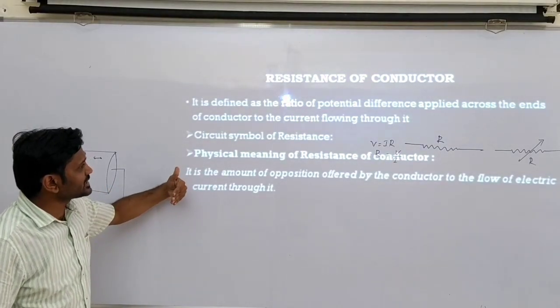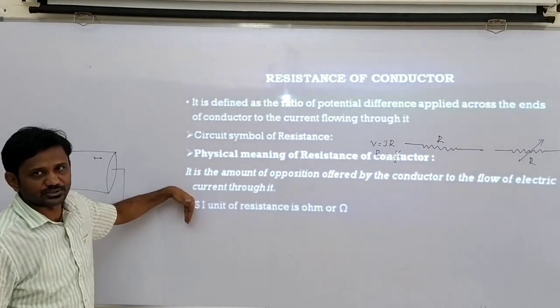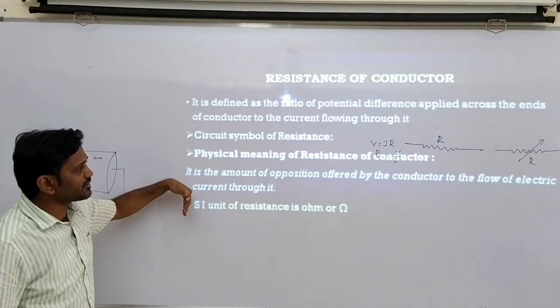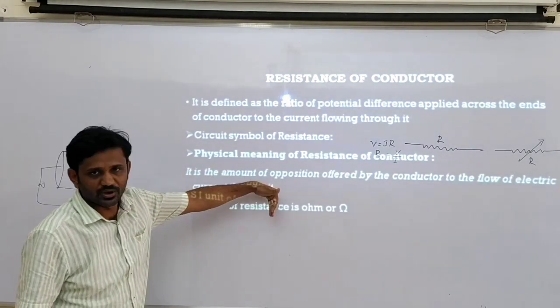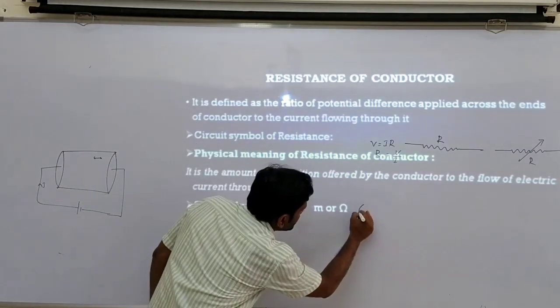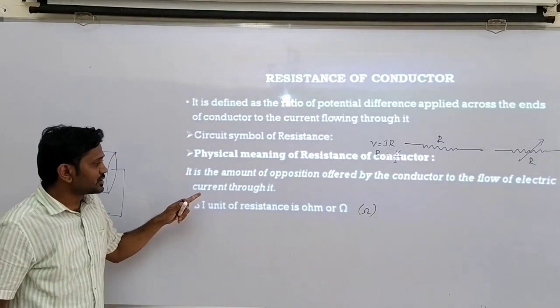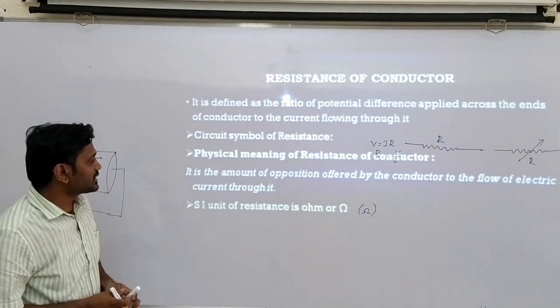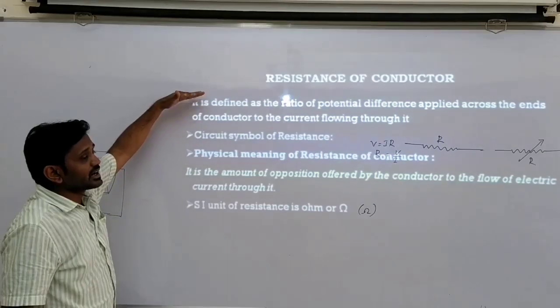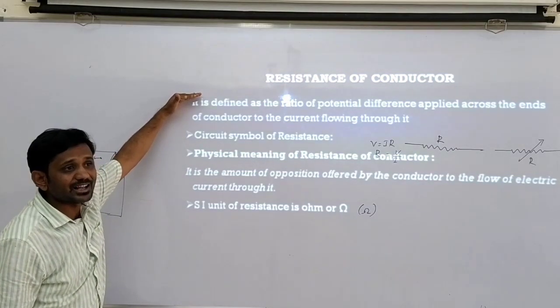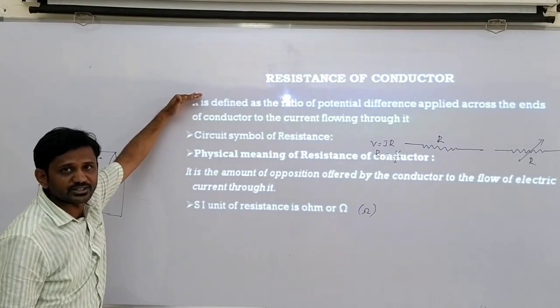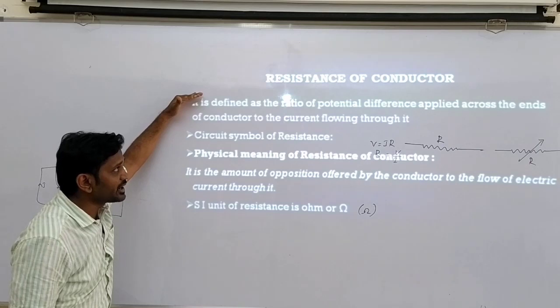Okay. Now what is the SI unit of electrical resistance? The SI unit of electrical resistance is ohm, and the symbolical representation of ohm is here. Another important point: electrical resistance is a scalar quantity.